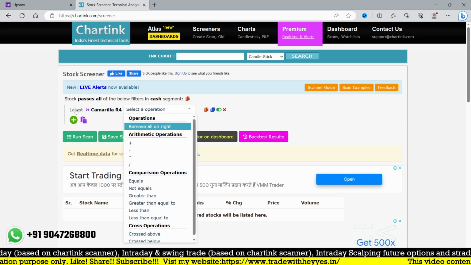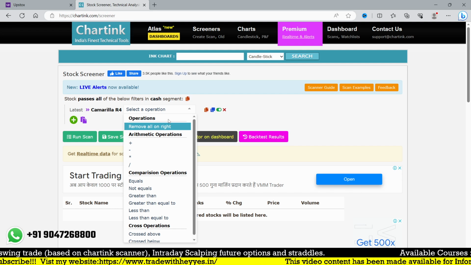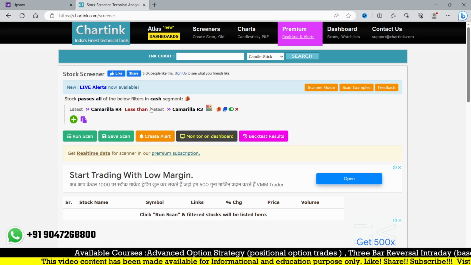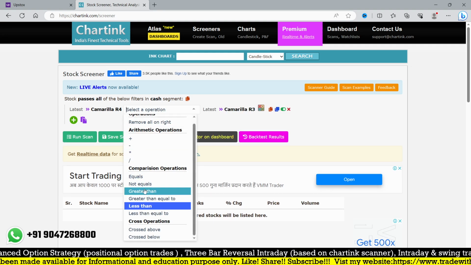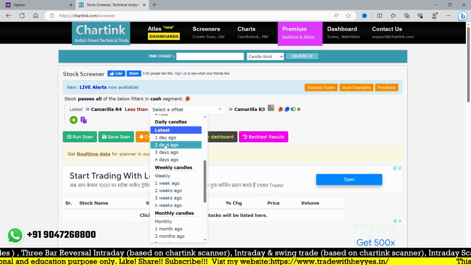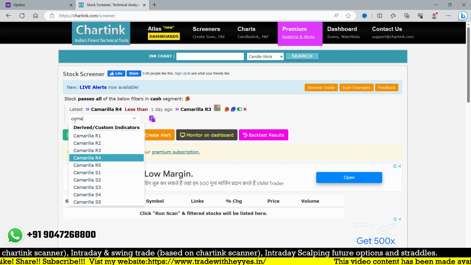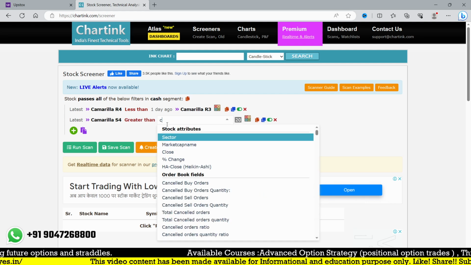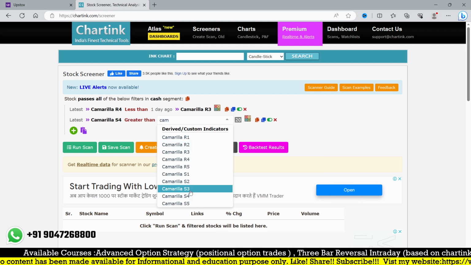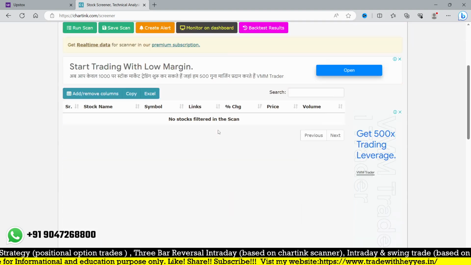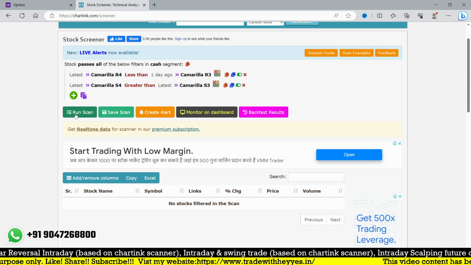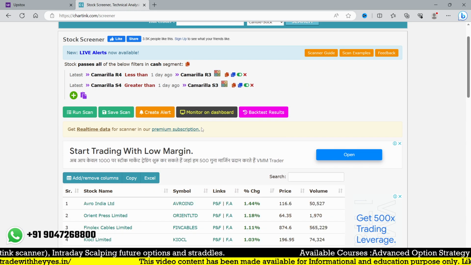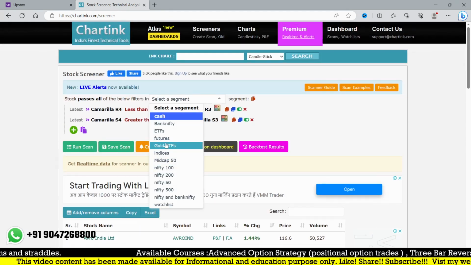R4. Okay, so the latest Camarilla R4 is less than, must be 1 day ago, Camarilla S4 greater than Camarilla S3. If we try this, today we didn't get any stocks. Sorry, here you need to go for 1 day ago. So we have a lot of stocks. We will go with futures and options.